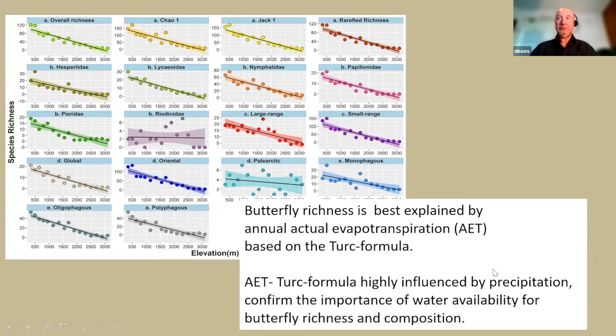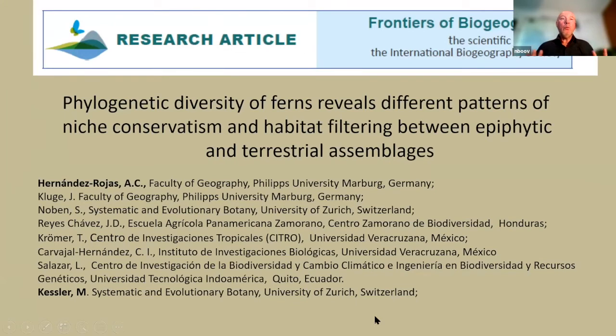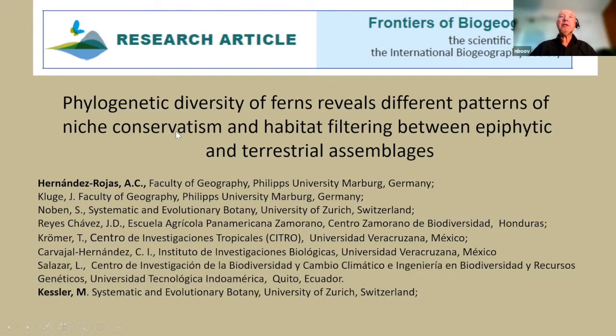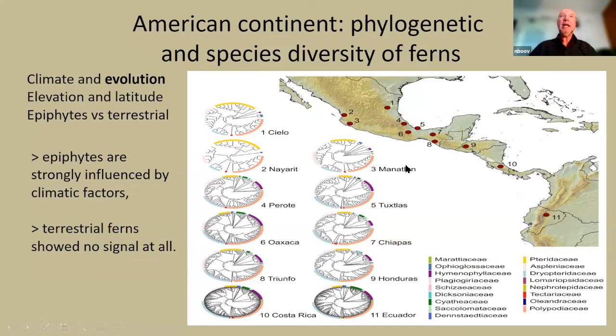Then we have a group, Michael Kessler's, and the first author is Hernandez-Rojas. They look at phylogenetic diversity of ferns, and they reveal different patterns of niche conservatism and habitat filtering between epiphytes and terrestrial assemblages. So they do not only look at climate, they also look at evolution. They try to compare epiphytes versus the terrestrial assemblages. They have 11 different elevation transects from Colombia in the south up to Mexico. One of the key findings is that epiphytes are strongly influenced by climatic factors, whereas the terrestrial ferns are not. Interesting paper.